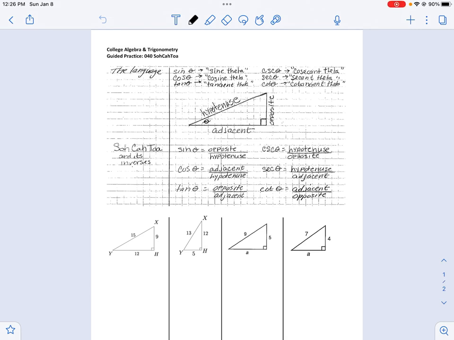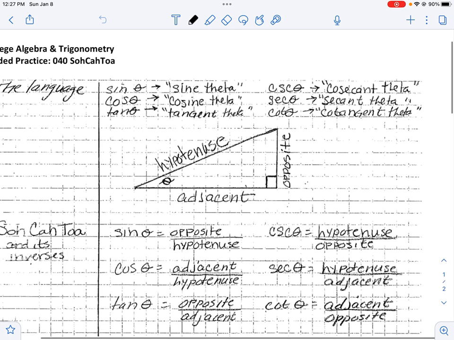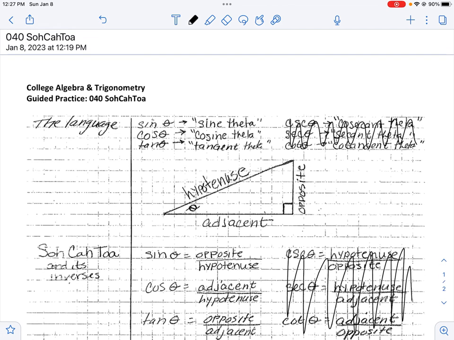Okay, this guided practice is going to be a review of sine, cosine, and tangent. Before we go farther, we are not going to worry about these today. We are not worrying about these today. We're only worried about review of sine, cosine, and tangent.